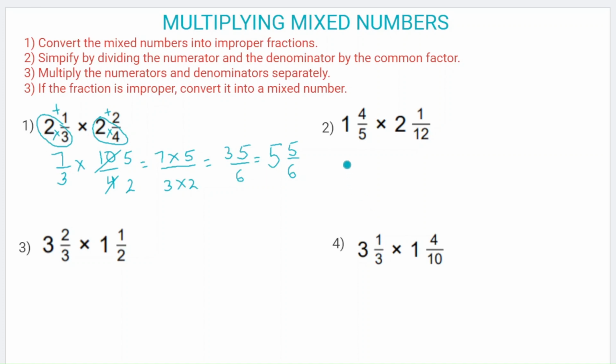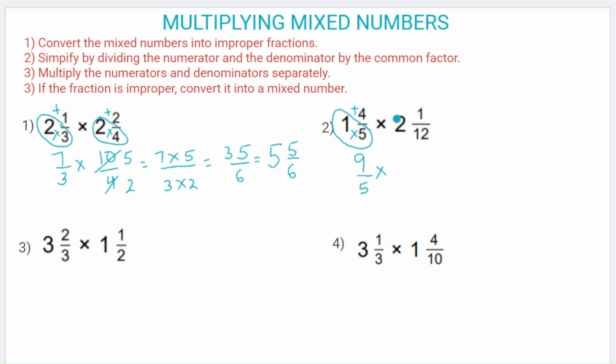Let's take another example. 1 4 over 5 times 2 1 over 12. Now we have to follow the same steps, convert the mixed numbers into improper fractions. So to do that, multiply the whole number with the denominator first. We will multiply 1 times 5. Add the product with the numerator, which is 4. So 5 plus 4 is 9. Keep the denominator same, which is 5.